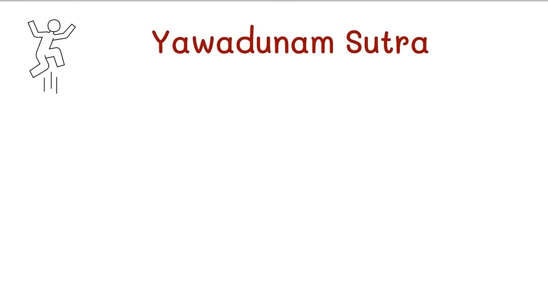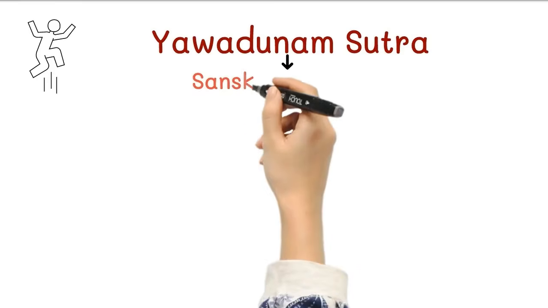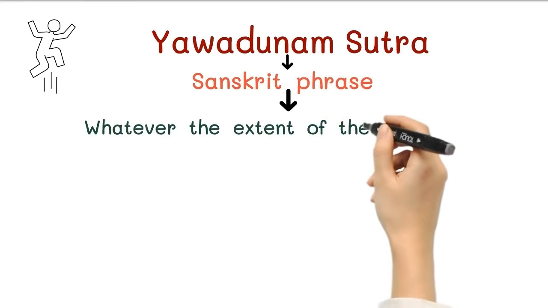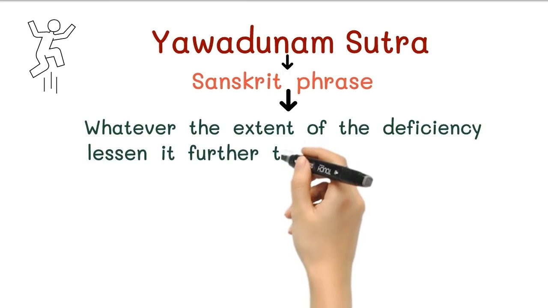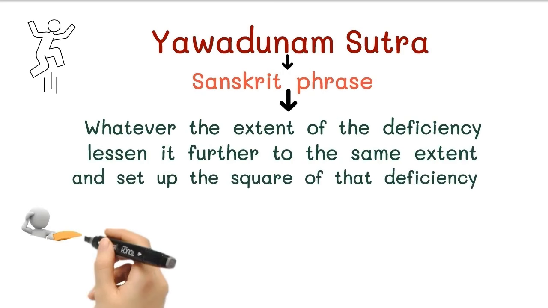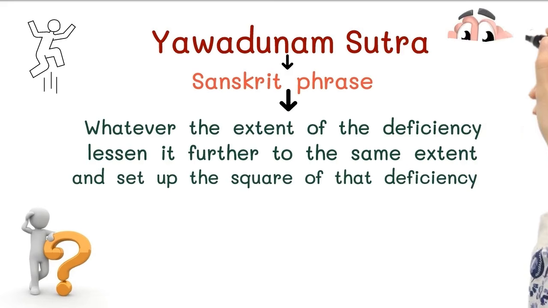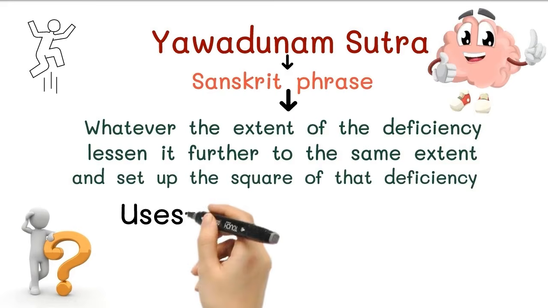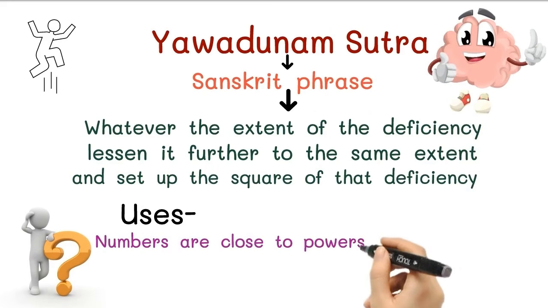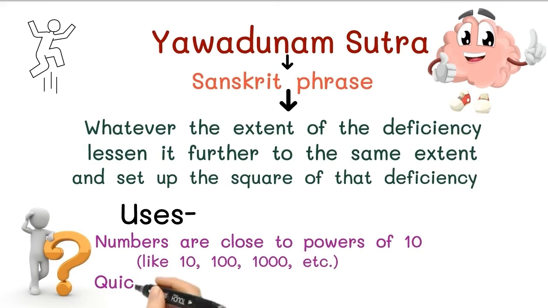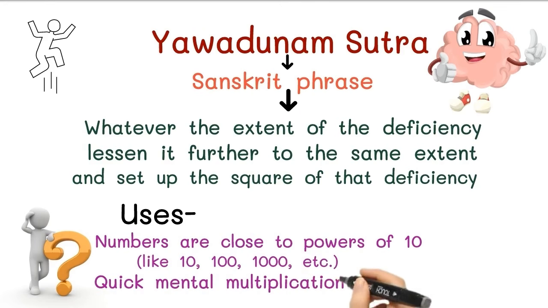Before we jump into the trick, let's understand what Yavadunam means. Yavadunam is a Sanskrit phrase that means, whatever the extent of the deficiency, lessen it further to the same extent, and set up the square of that deficiency. Sounds complicated? Don't worry, we will simplify it with examples so you can master it in no time. When do we use this method? When numbers are close to powers of 10, like 10, 100, 1000. It helps in quick mental multiplication. Now, let's see how it works.